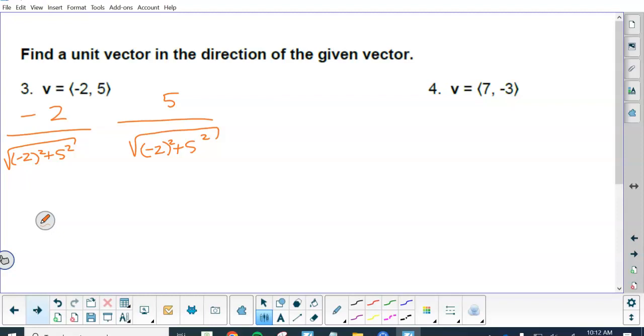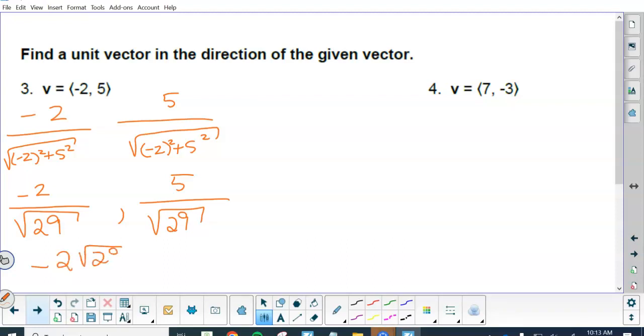We're going to find the A value and then the B value. That's why it's separated. So your A value is going to be -2 over the square root of, what is that? Yes, 29. And 5 over the square root of 29. Y'all, there's no perfects in 29, but you do have to rationalize the denominator. So the unit vector form is going to be -2 root 29 over 29, comma, 5 root 29 over 29.